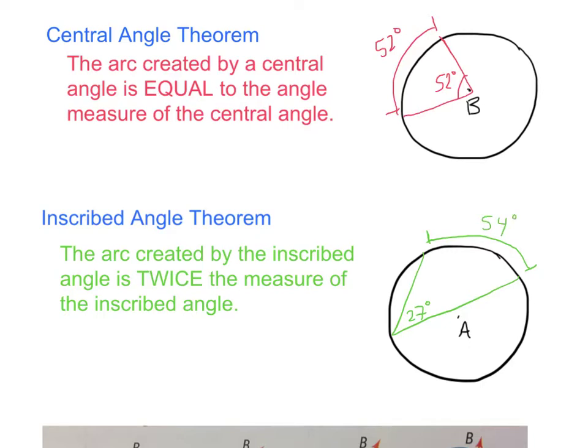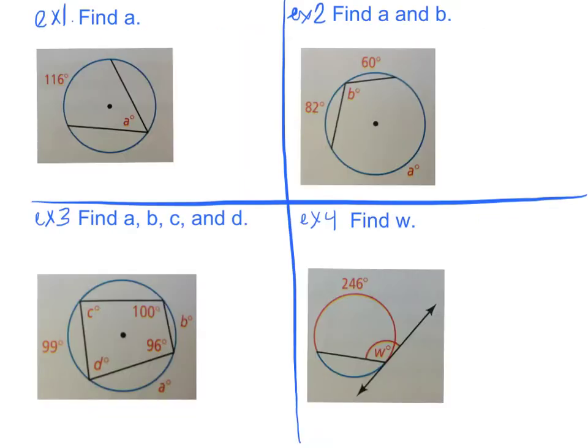Now we're going to use both of these theorems in 4 examples. Now I'd like you to take a moment to carefully copy down all of these 4 directions and 4 diagrams. Also make sure that every measurement and arc length is labeled as well.